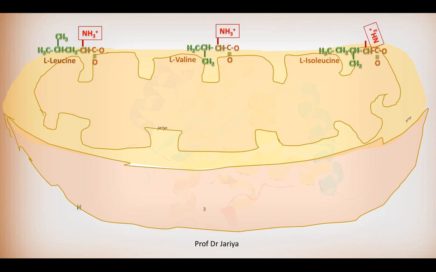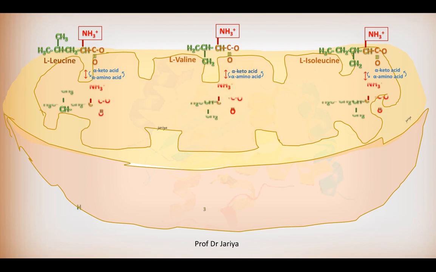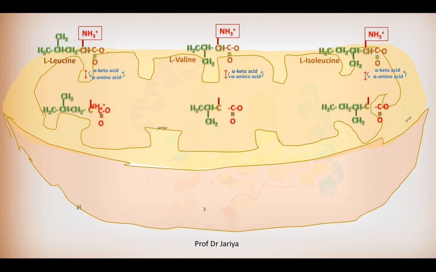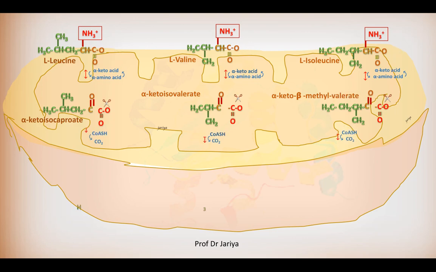The branch chain amino acids. The initial step in the degradation of branch chain amino acids is a transamination reaction. In the second step, the alpha keto analogues of these amino acids undergo oxidative decarboxylation by the alpha keto acid dehydrogenase complex. The alpha keto analogues are converted to their CoA derivatives, which undergo dehydrogenation.